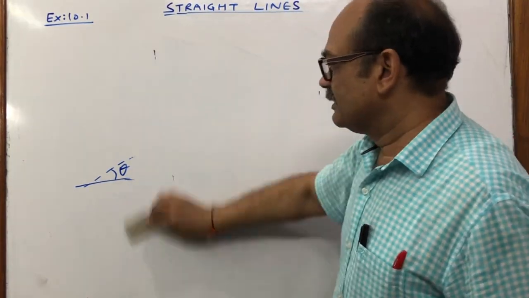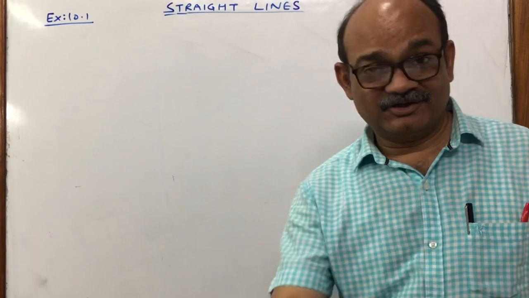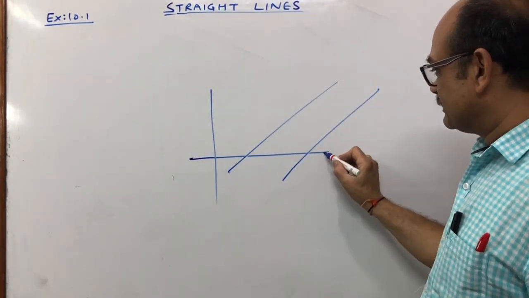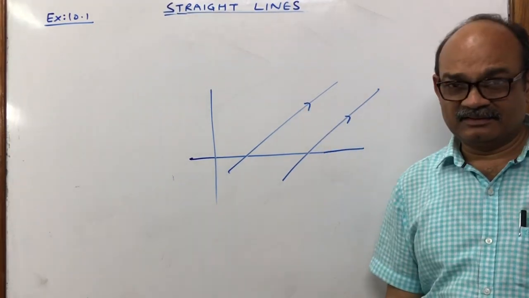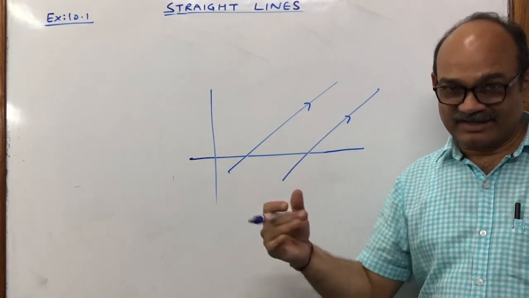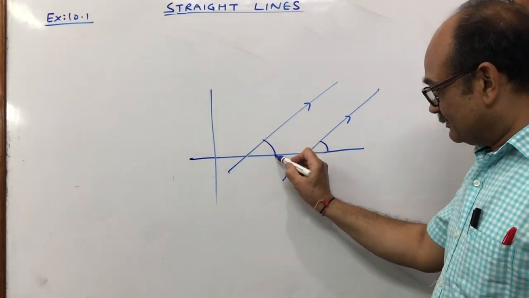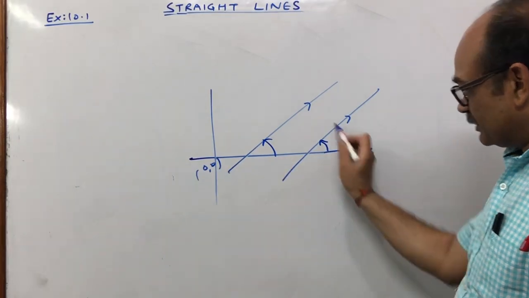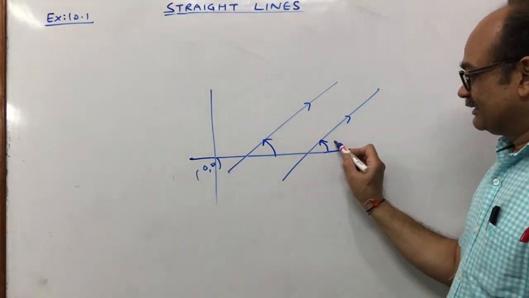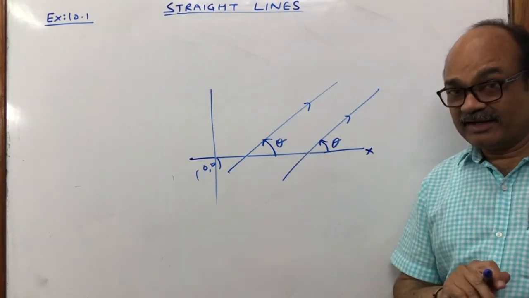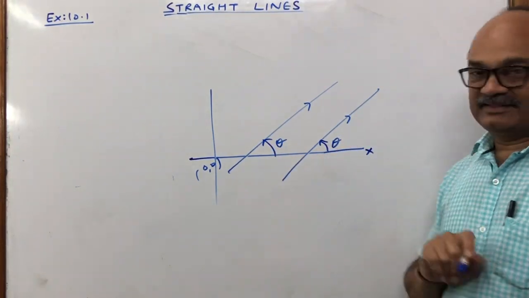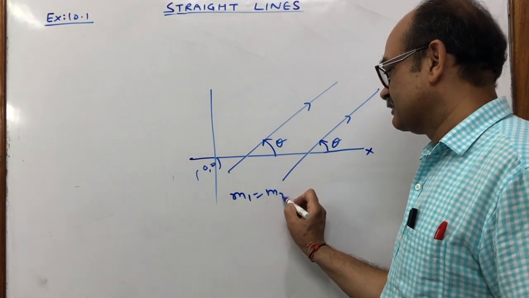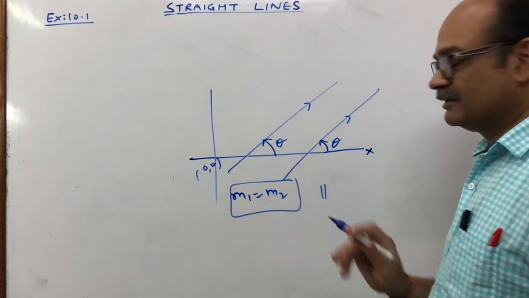If two lines are parallel, then their slopes are automatically the same. First line and second line. See, these two lines are parallel, so automatically their slopes are equal. Why? Because the inclination from the anti-clockwise direction through the positive direction of x-axis is the same. Why? Because the corresponding angles theta and theta are the same. So whenever two lines are parallel, what do we say? Slopes are equal if lines are parallel.